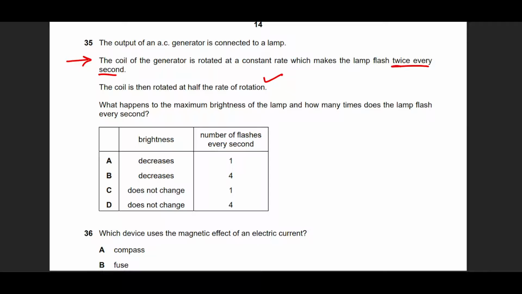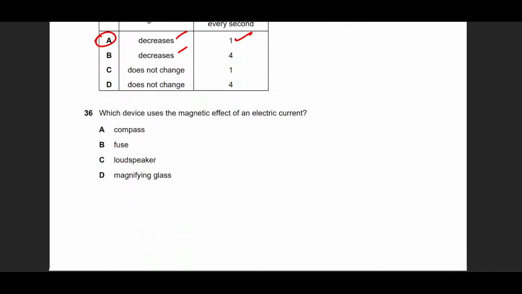If you move the generator slowly, one of the things that's going to happen is that the EMF produced by the generator will reduce because the magnetic flux cutting will reduce. So brightness will reduce because the voltage is reducing, the EMF is reducing. What about the number of flashes? After one rotation, it was flashing twice. If you reduce the rotation by half, the flashing will also reduce by half. So in question number 35, the straightaway answer was option A. The brightness decreased because of Faraday's law of electromagnetic induction. Less magnetic flux cutting means reduced EMF.